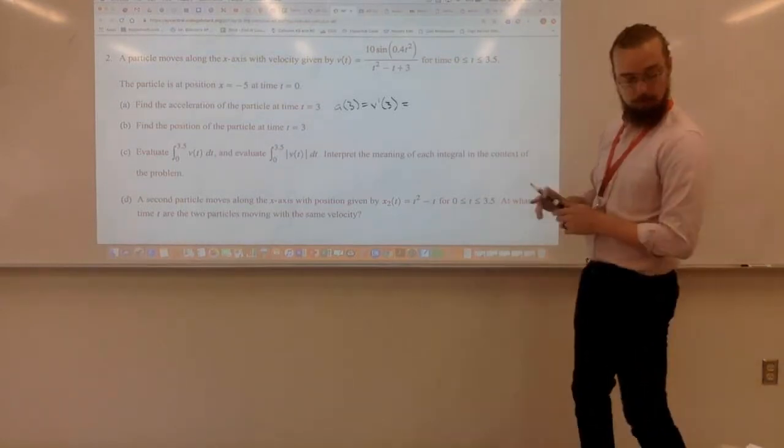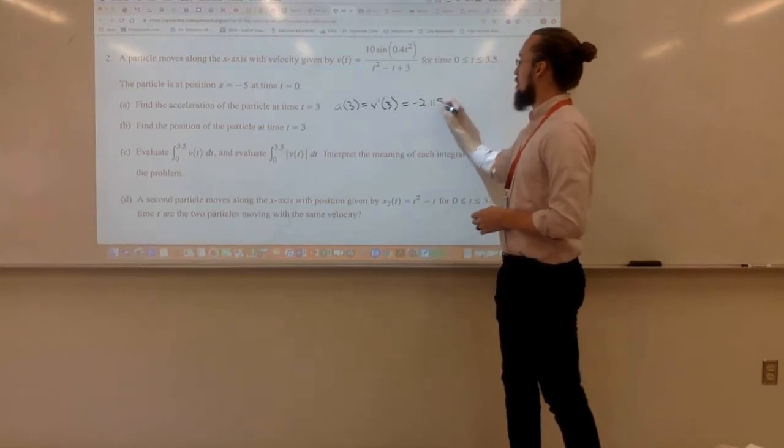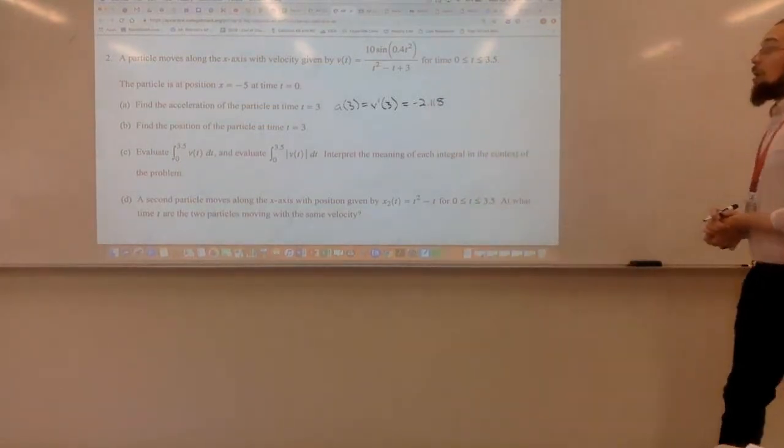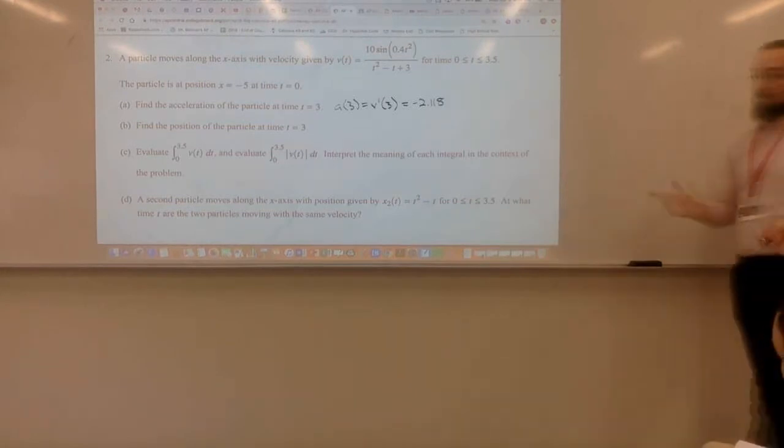So what is it? -2.118. Is that what everybody else got? All right, now we're actually not even given units, so we don't have to worry about units for this problem. What about part B?